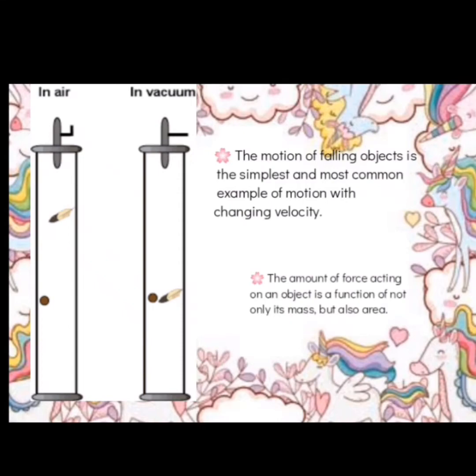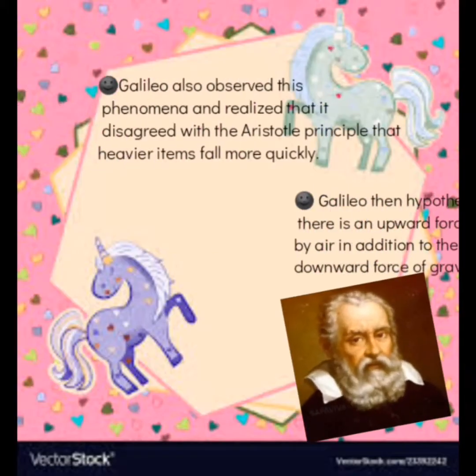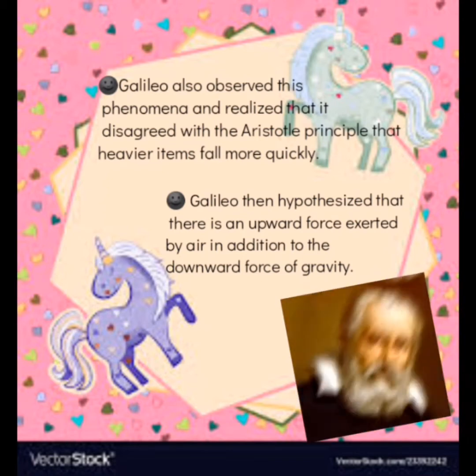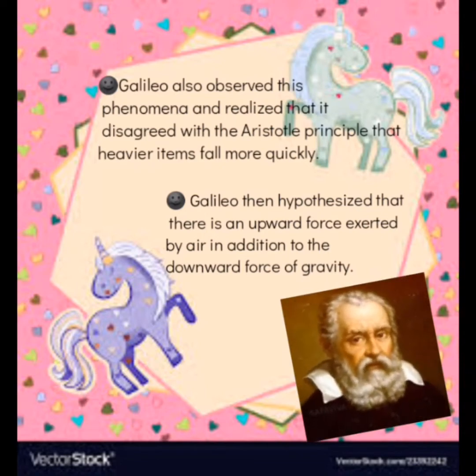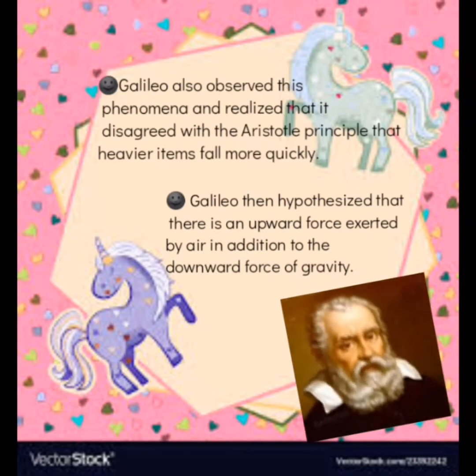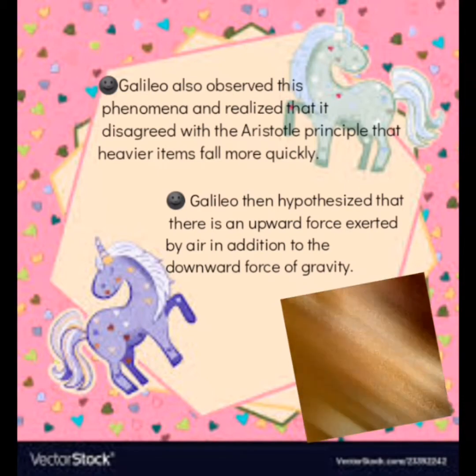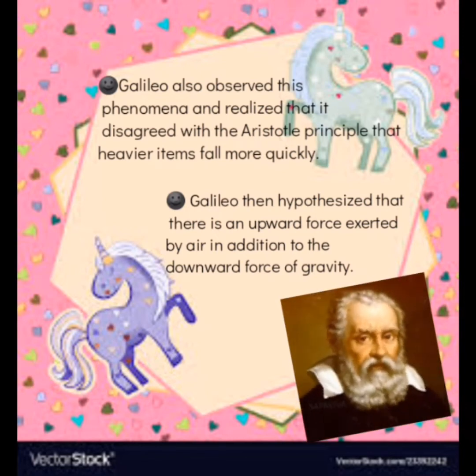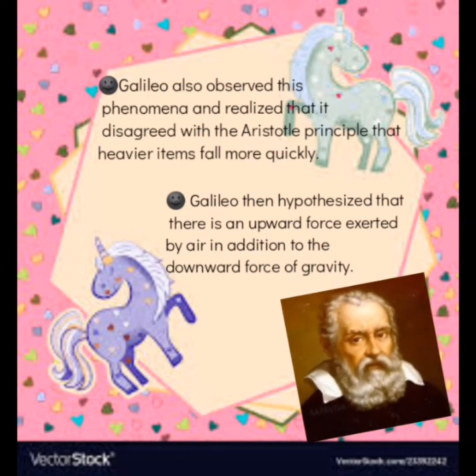This is because the amount of force acting on an object is a function of not only its mass, but also its area. Galileo also observed this phenomenon and realized that it disagreed with Aristotle's principle that heavier items fall more quickly. Galileo then hypothesized that there is an upward force exerted by air in addition to the downward force of gravity. So, if air resistance and friction are negligible, then in a given location, all objects fall toward the center of the Earth with the same constant acceleration, independent of their mass. That constant acceleration is gravity.